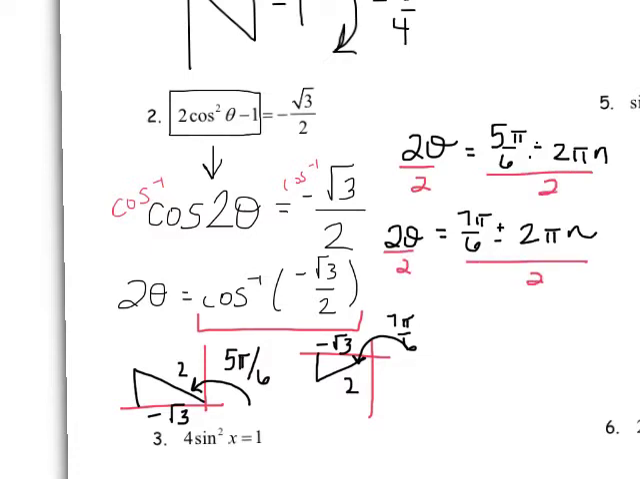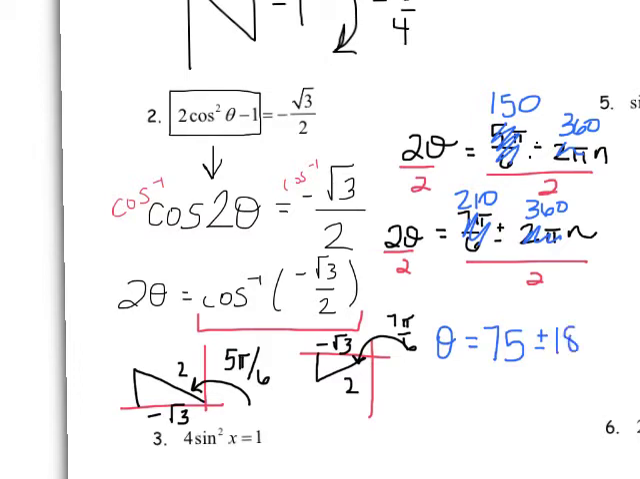So our final answers, I just realized this is theta, which means degrees. Oh dear. Alright, so 5 pi over 6, that's 150, and this is 360. This is 210, and that's 360. So theta equals 150 divided by 2 is 75, plus or minus 180 n. And 210 divided by 2 is 105, plus or minus 180 n.